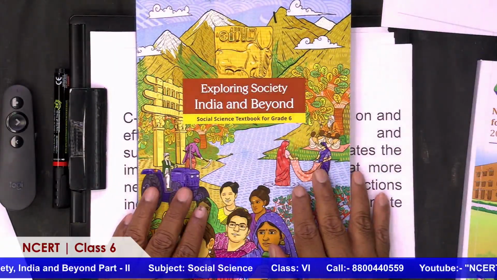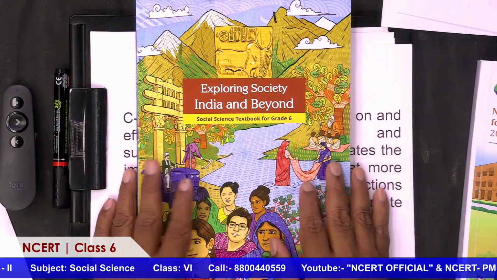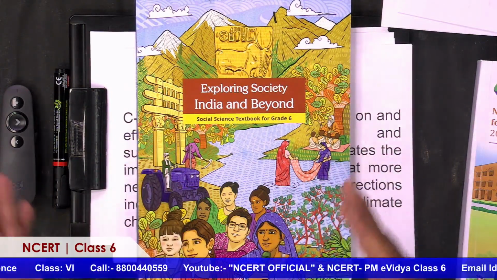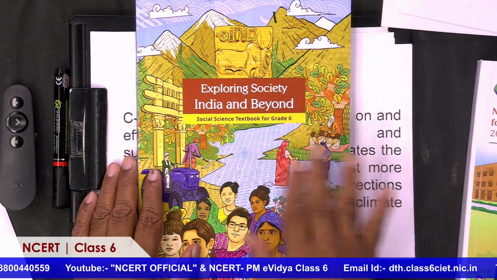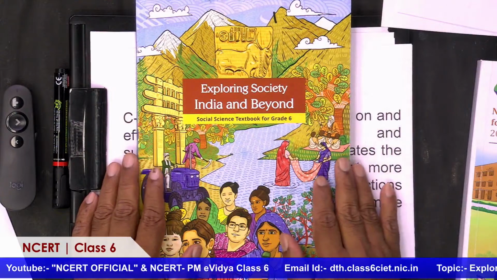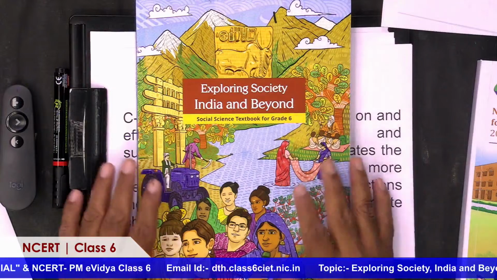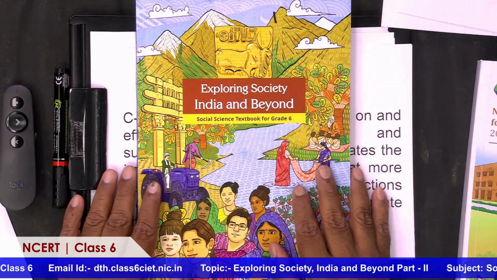You may be wondering why this name. If you see the content, a lot of content is talking about society. You are all students, and understanding society is the major purpose of learning social sciences. That is why it is called Exploring Society, India and Beyond. This means we are going to learn not only about our surroundings and our society, but also go beyond our society, beyond the arena in which we are living. We are also going to look at the national level. That's why it is called India, and Beyond.